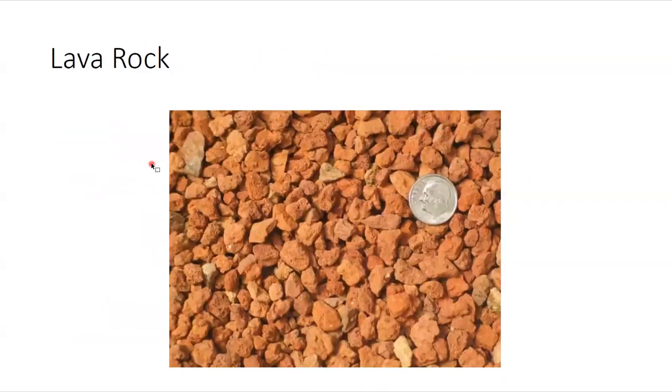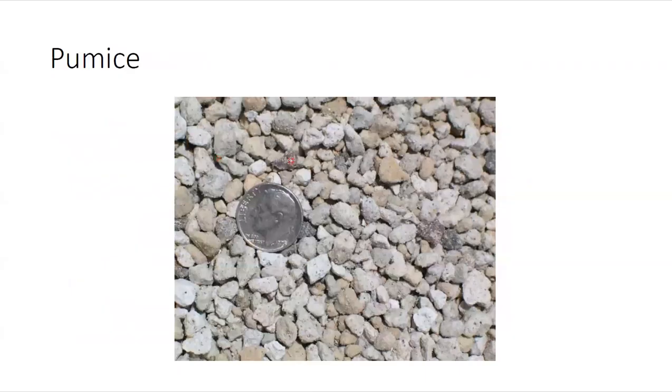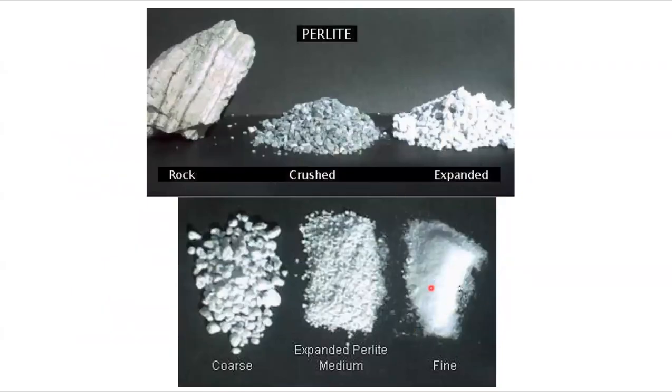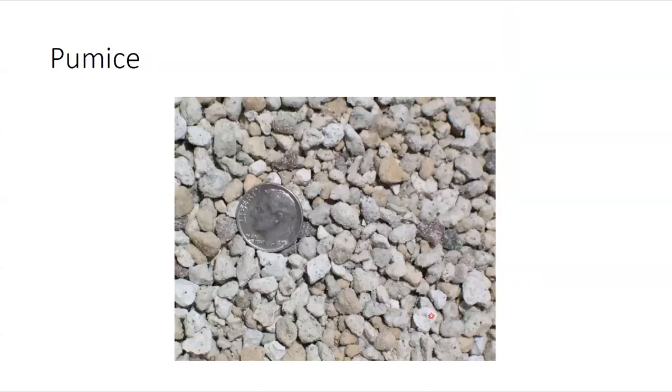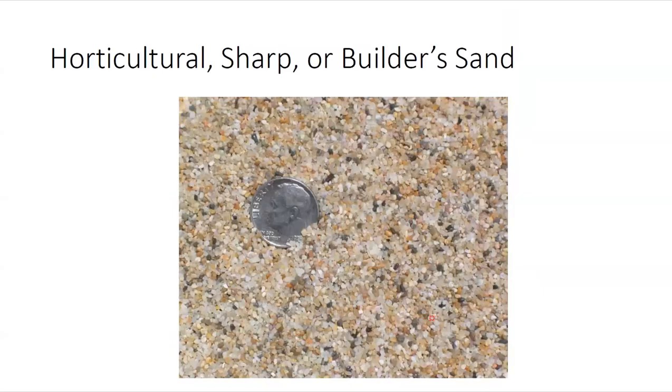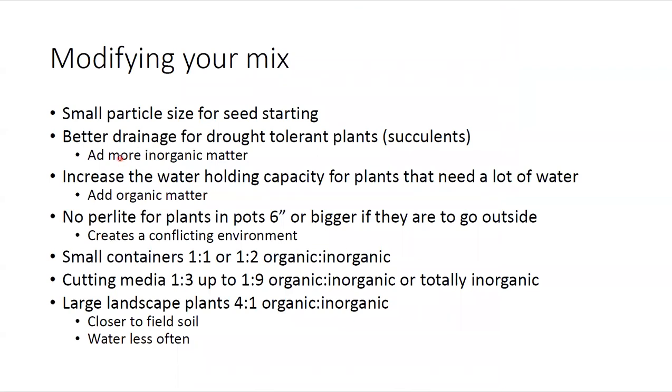So if we're going to be incorporating some perlite in, we'd probably be using the finer perlite. If we're growing plants that need good drainage, like drought tolerant plants, succulents, cactuses, we want higher inorganic content because there's better porosity and better drainage.